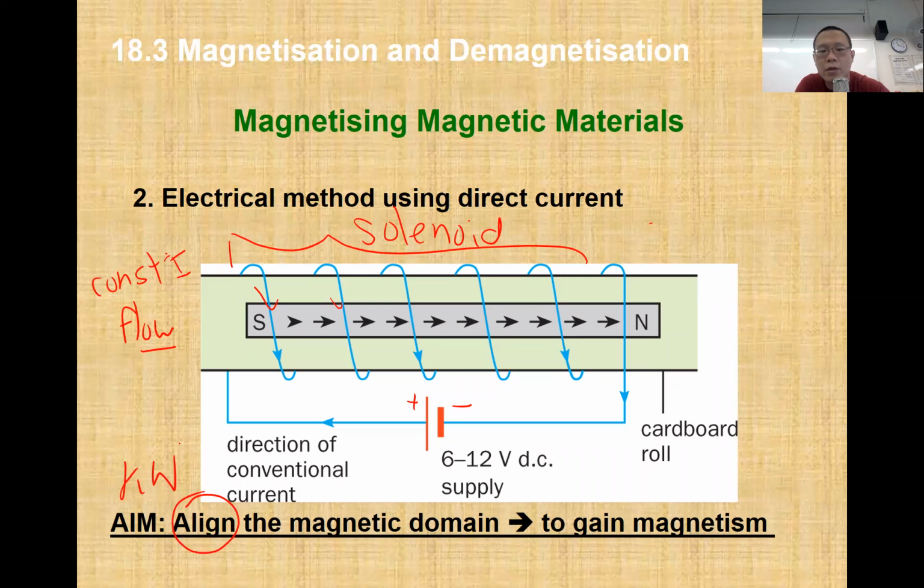What you're trying to do is to align the domains. Because of that alignment, after putting the metal bar inside the solenoid, with the current flowing in a fixed direction, you'll find that the metal bar will now possess a magnetic effect.